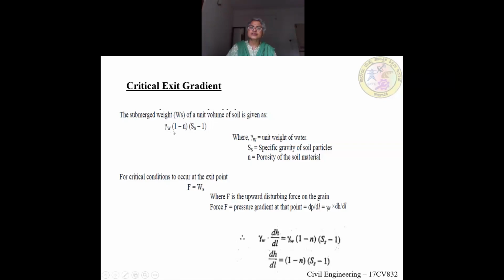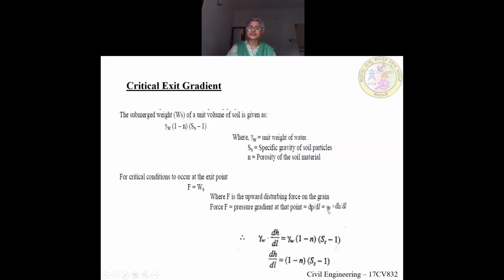So Ws is this expression. Substituting F and Ws in this equation, because the force should be equal to the submerged weight of the soil, the upward force. This is a disturbing force.